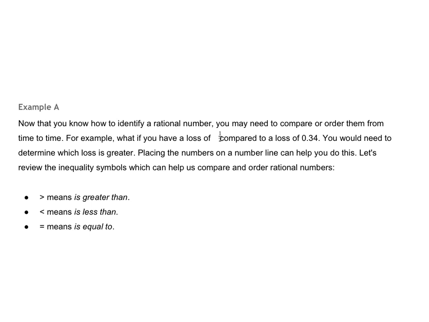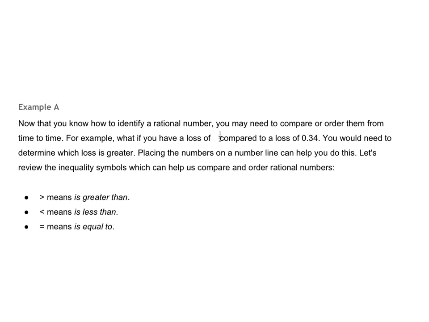Okay, so in the last lesson we talked about how to identify numbers as rational or not. Now once we know how to do that, we are going to need to be able to compare and order them every once in a while. So for example, if you had a loss of a half compared to a loss of 0.34, you would need to determine which loss is greater. Placing the numbers on a number line can help you do this.